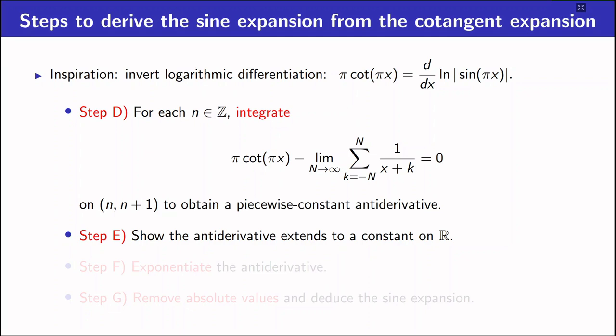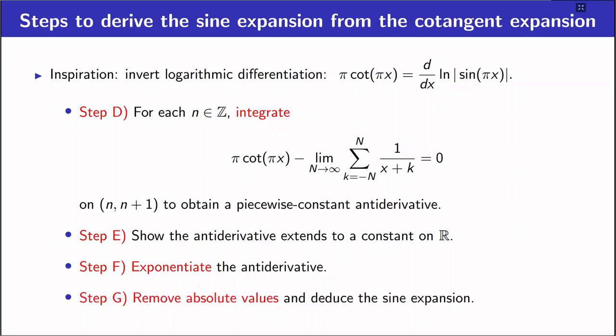Step E. Will show that the piecewise constant antiderivative extends to a constant function on the entire set of real numbers. Step F. Exponentiate the constant antiderivative to get an absolute value form of the sine product expansion. This exponentiation undoes the logarithm in the logarithmic differentiation. Step G. Justify the removal of the absolute values to deduce the sine expansion.